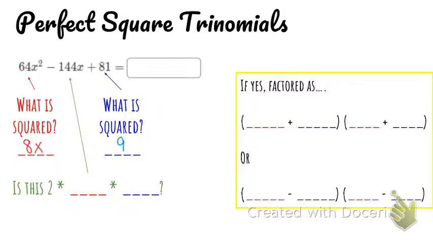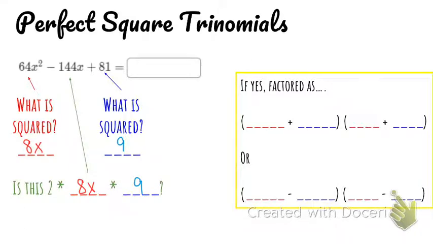So then you look at the middle term. We want to know if it is twice the first term times the last term that's being squared. So let's see. 2 times 8 times 9. I'm going to have to get out my calculator. 2 times 8 times 9. Yep, that is 144x. So it works.